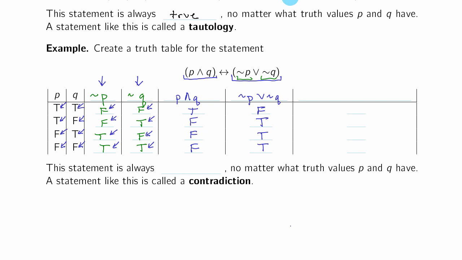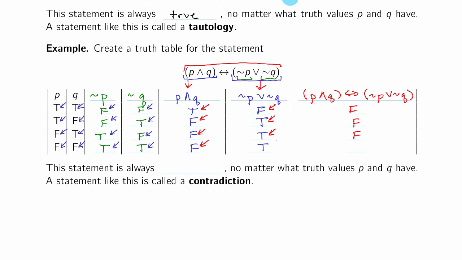Okay, now it's easy to see that there's nothing left but the whole statement. So here, we want to do if and only if to these two columns. If and only if is true if they have the same truth value. It's false if they're different. True if and only if false, that's false. False if and only if true, that's false. False if and only if true again, still false.